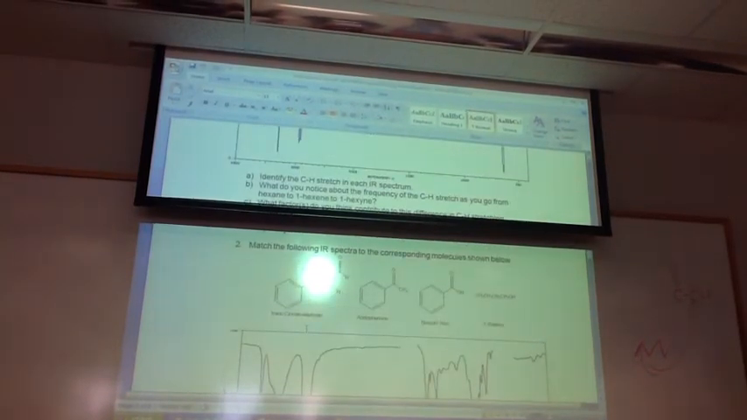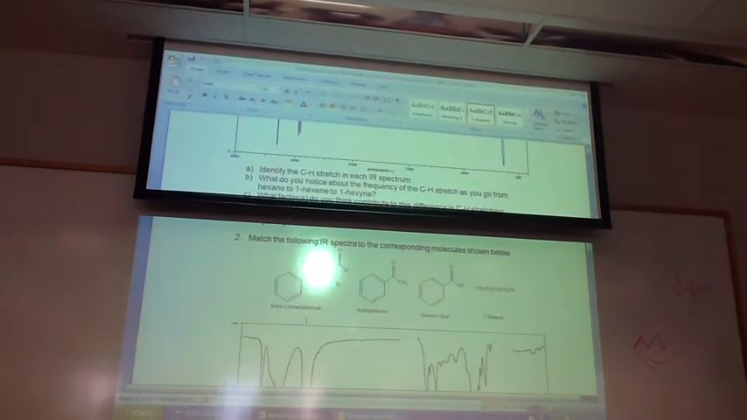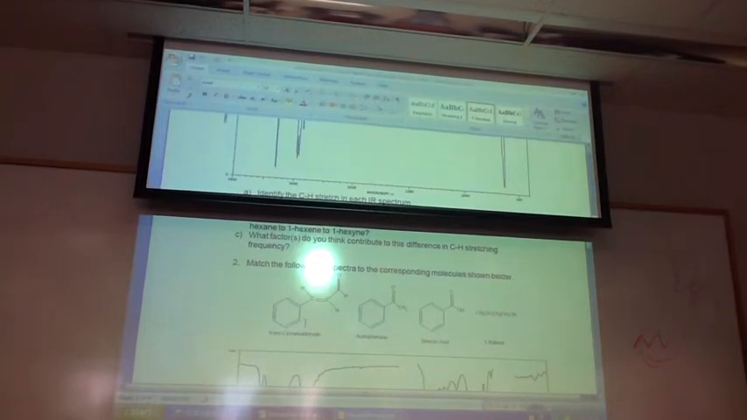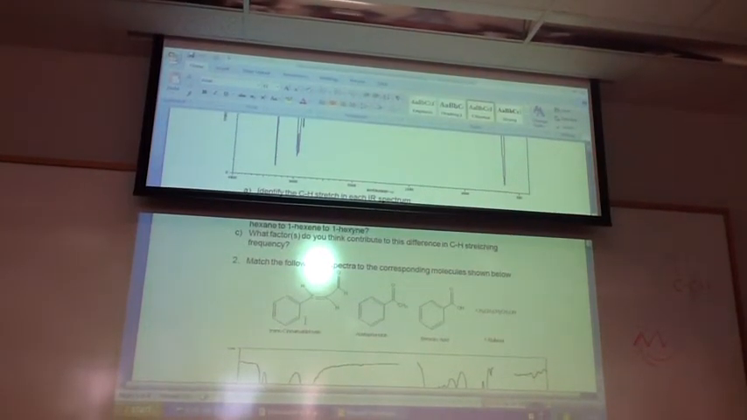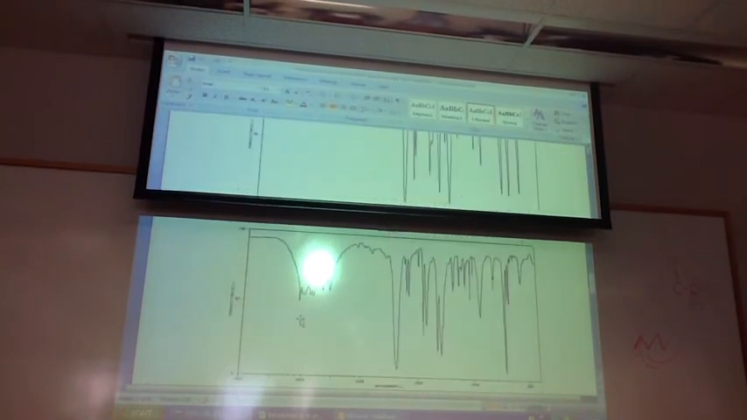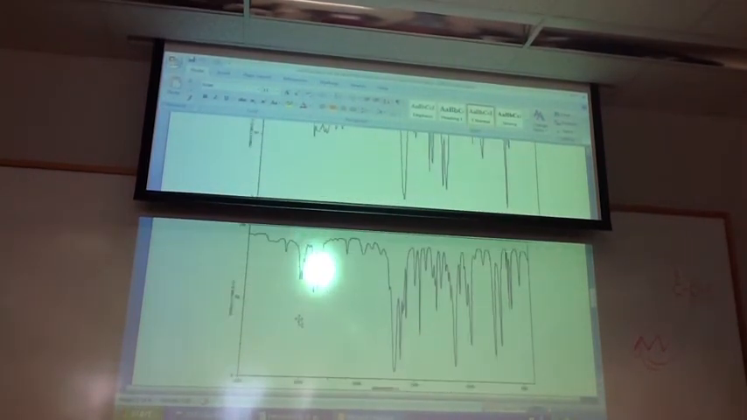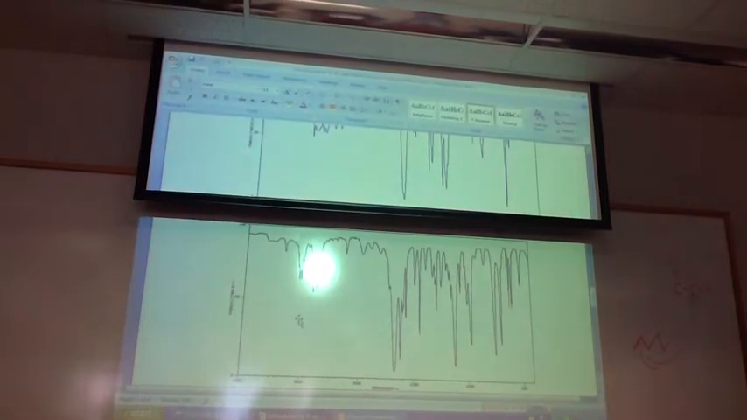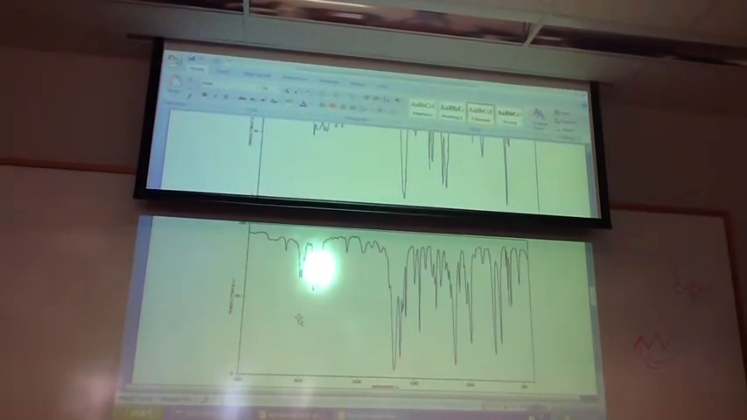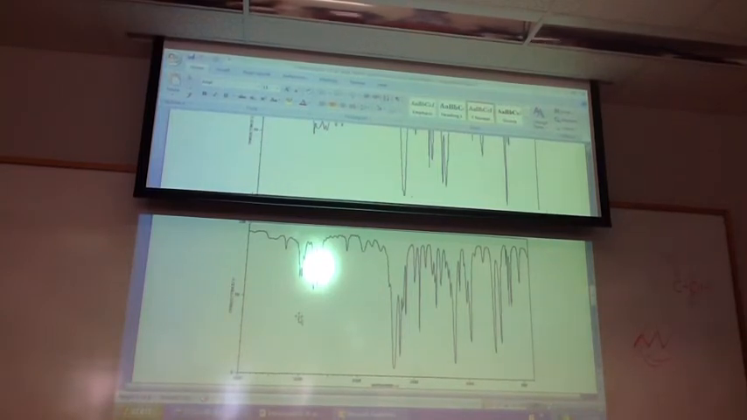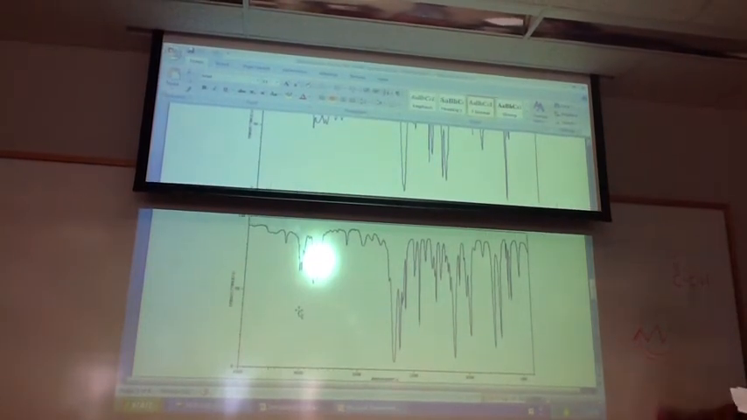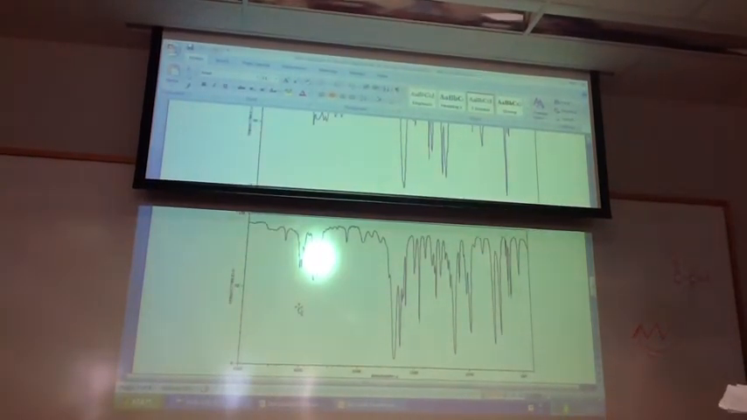The bottom one is trans-cinnamaldehyde. Identify the peaks for me. They're after 3,000. What would you label that peak as? CH stretch alcohol? CH stretch alkene? No. Come on, look at your sheet, the one with all the regions where each functional group comes in. So what's above 3,000?